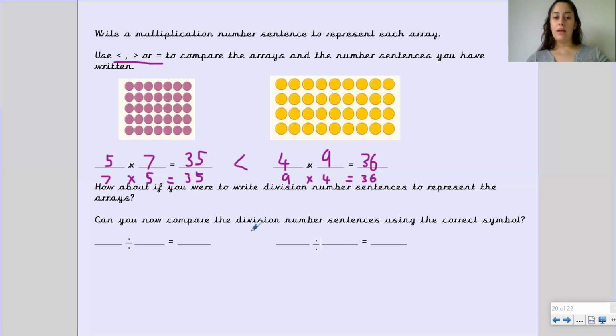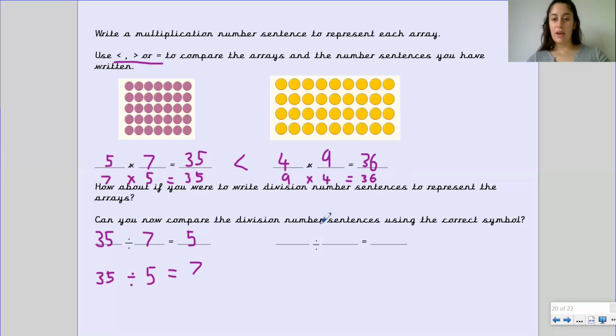Okay, so when dividing, I always start with the largest number. So I'm going to write a division number sentence to represent this array. My largest number is 35 divided by 7 equals 5. You may have also written 35 divided by 5 equals 7. That's absolutely fine.